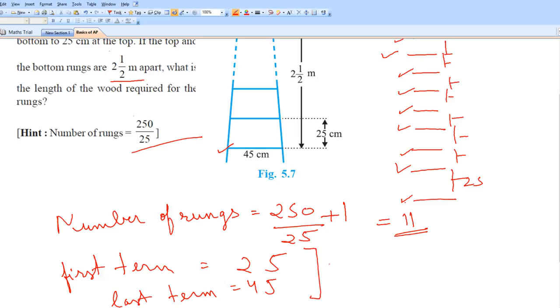And the number of terms in this finite AP. Finite meaning I know the number of terms in this. The number of terms is not infinite. That means it's a finite AP. The number of terms in this finite AP is 11.